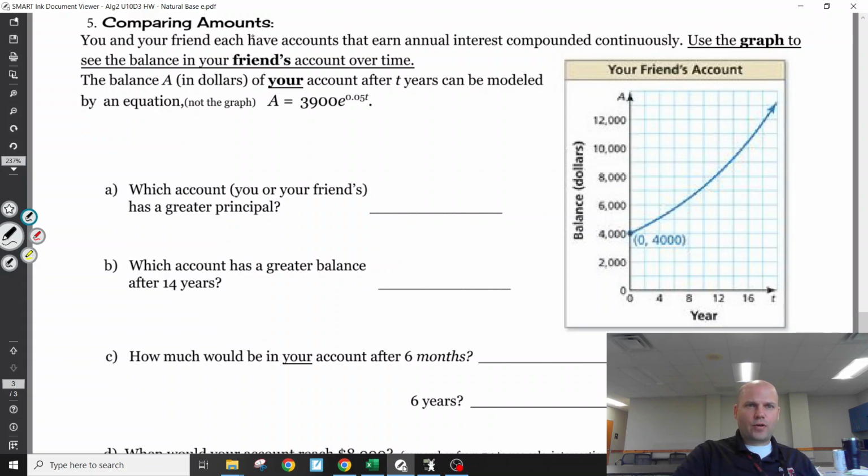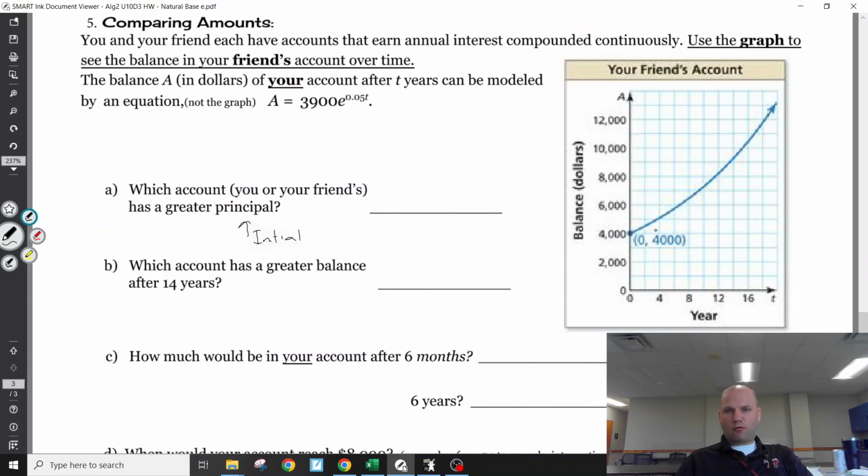All right. You and your friend each have accounts that earn interest compounded continuously. Congrats to you guys. Use your friend's graph to see your friend's account over time. Which account, yours or your friend's, has a greater principal? Principal just means the initial. That's when we use P instead of I, or instead of A. I don't know how we change the formulas.